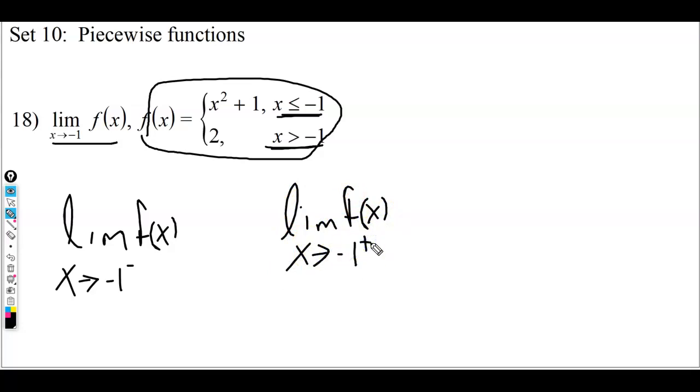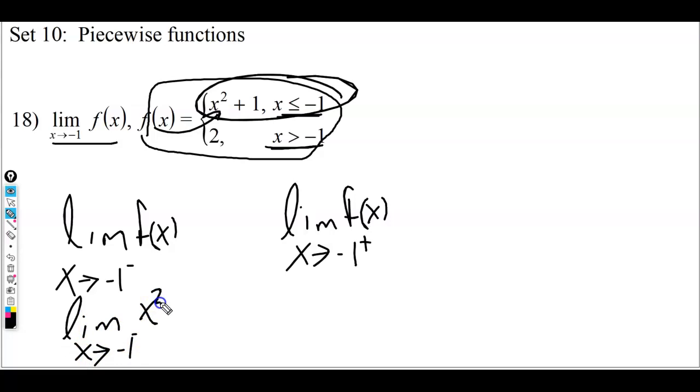Now, if I'm approaching -1 from the left, like I said, we're going to use the top half. So if I plug in -1 into the top, I'm going to end up with, well, let me write it out first. That. And then if I'm approaching -1 from the right, we're going to use the bottom half.